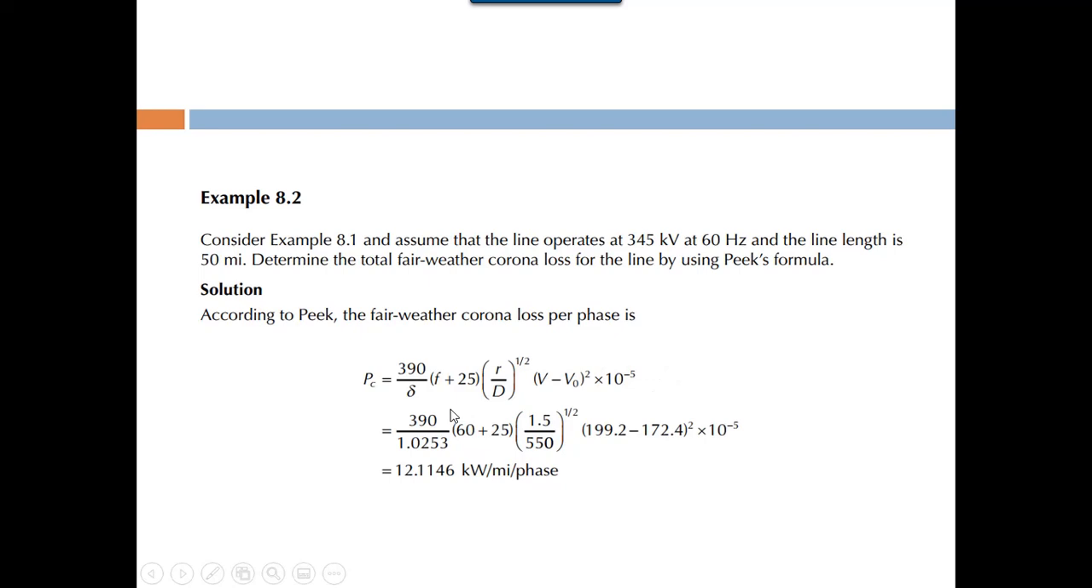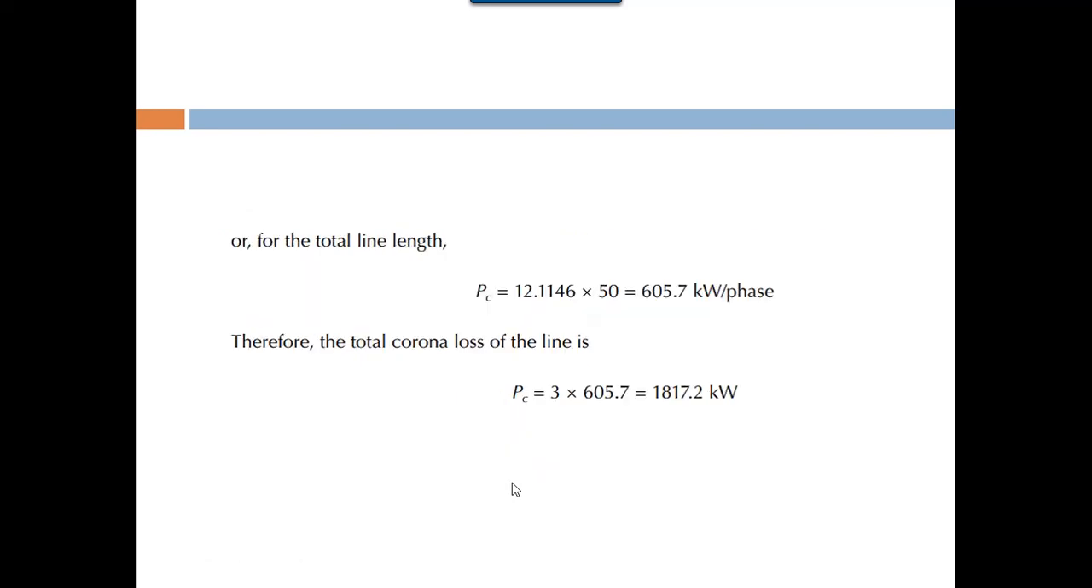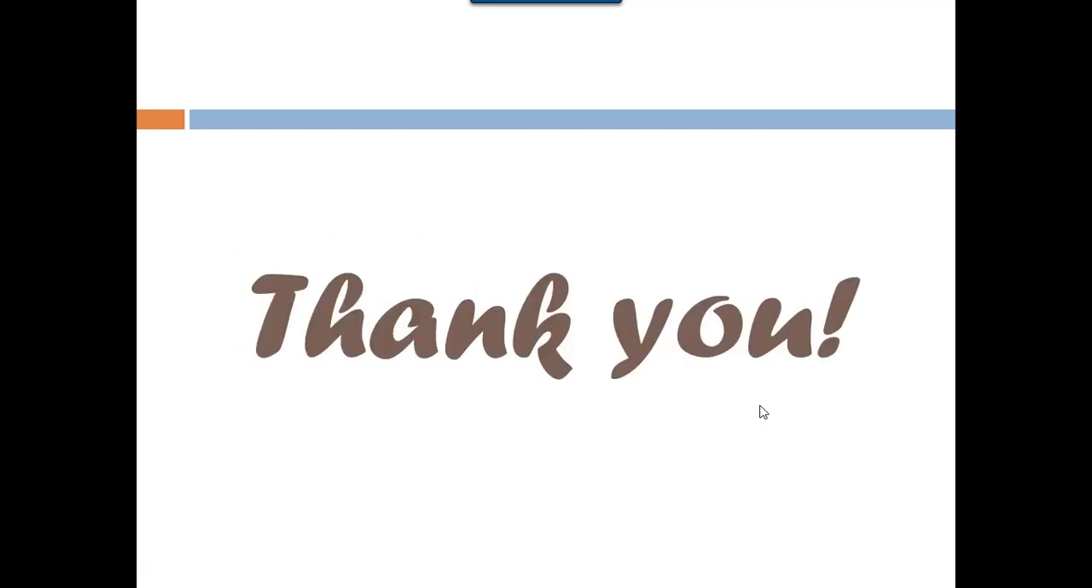When we put in the values of frequency, delta, R, D, V and V naught, the value is 12.1146 kilowatt per mile per phase. So this is the power loss. For the total length, when we multiply it by the length, it is 605.7 kilowatt per phase. The total corona loss, because there are 3 phases, we multiply by 3. The total loss is 1817 kilowatt. So this is a huge power loss.